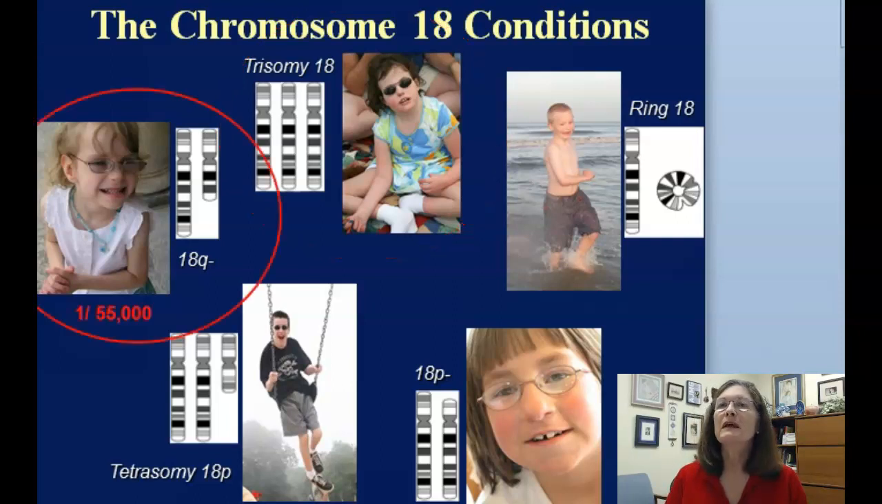The next group is 18q minus. So individuals with deletions of 18q are rare. They occur in about 1 in 55,000 births. And someone with 18q minus has a deletion from 1 copy of chromosome 18. So 1 copy is normal, but the other copy has a deletion of any size from any region within this long arm of chromosome 18.